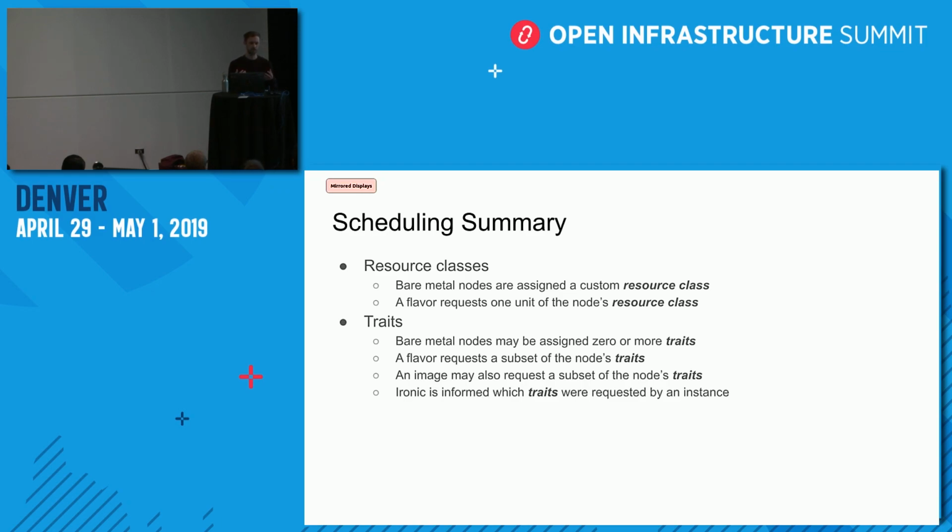So to summarize, we have resource classes. Nodes are assigned a custom resource class, 1 unit thereof, and the flavor requests that resource class. You can also assign traits, and a node can have 0 or more, and a flavor can request a subset of a node's traits. So if a flavor requests a trait that a node doesn't have, then the node is not suitable for scheduling. Traits can also be assigned to the image, and those get ORed with the set of traits on the flavor.